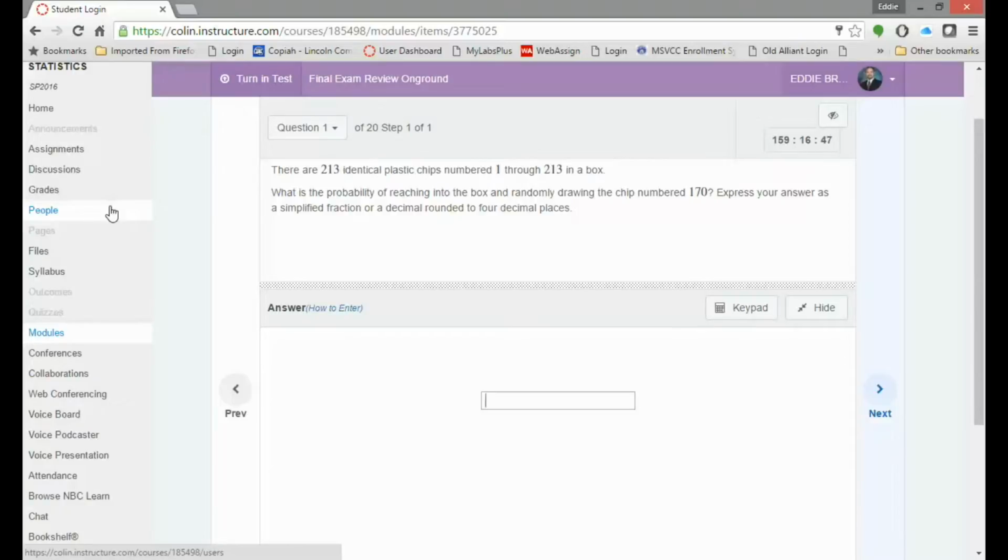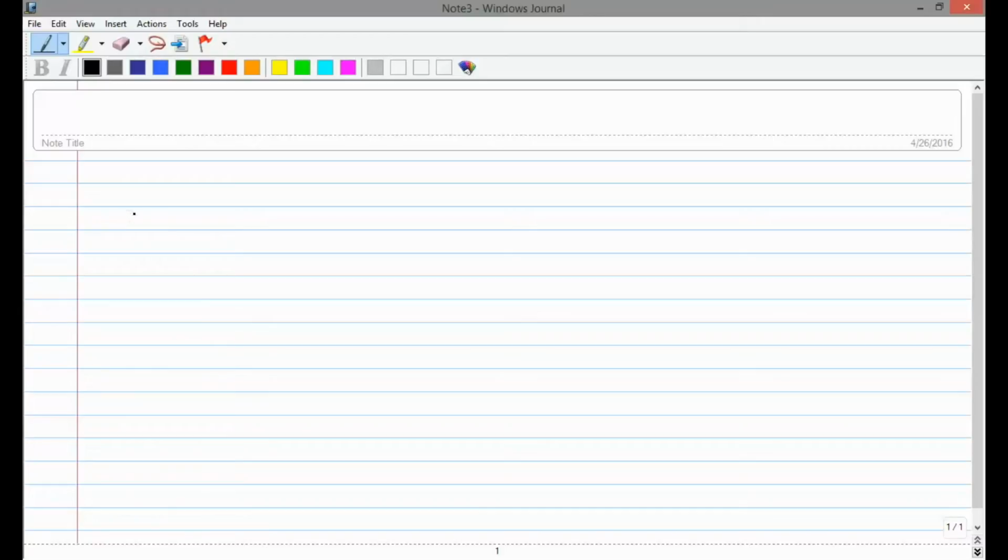Okay, there's only one chip that's numbered 170. There are 213 chips. Probability equals 1 over 213. So the probability of getting that chip numbered 170 is equal to 1 out of 213.